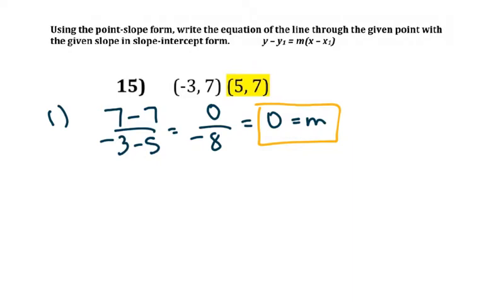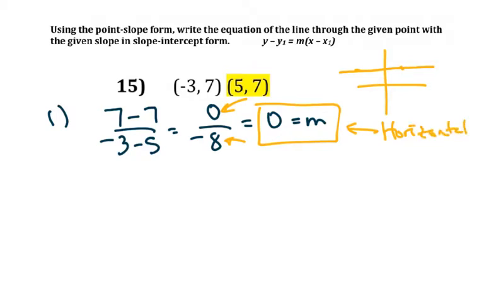But if your slope is equal to 0, that means that your rise is 0 and your run would be like negative 8. So if you pick a point, you're going to rise up 0 and you're going to go negative 8. So it's going to be a horizontal line. All horizontal lines will have a slope of 0. And if you remember that, that's going to help a lot.